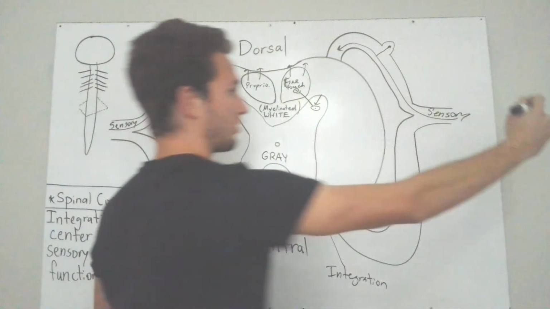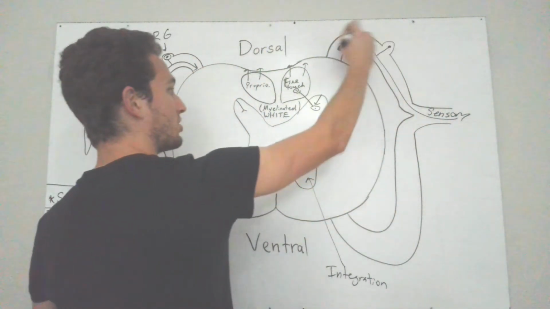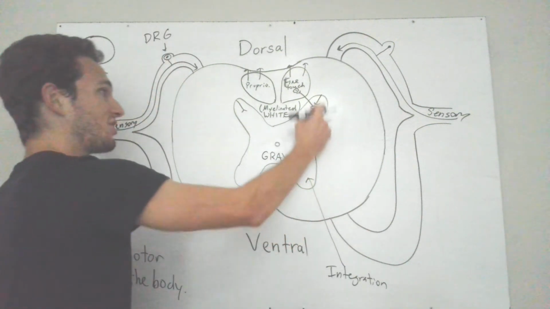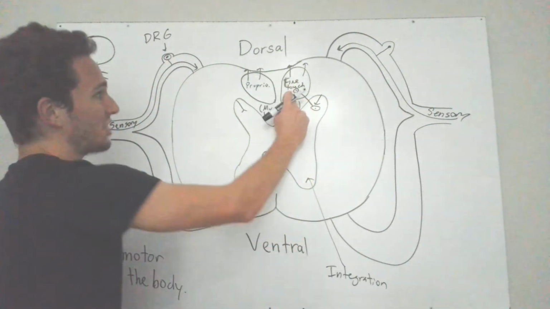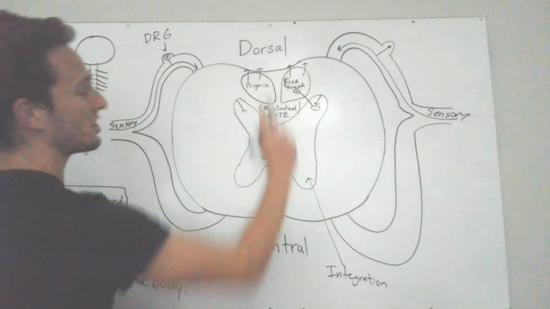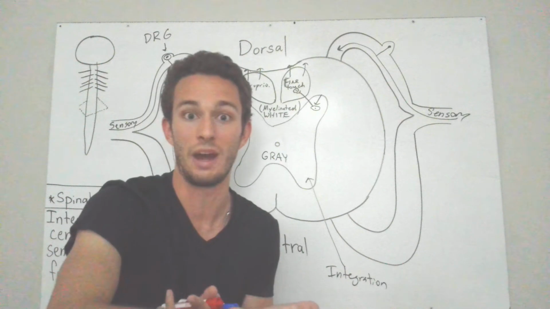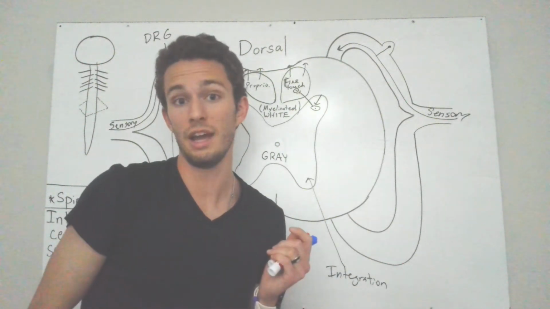Okay, so let's walk that through again. Sensory input comes in, sends signal towards the gray matter, interneuron, right? Integration center. Sends it into the white matter for long distance communication, in this section for fine touch, and it goes up to the brain. You look at your arm and it's just sweat. So you don't need to move, right?